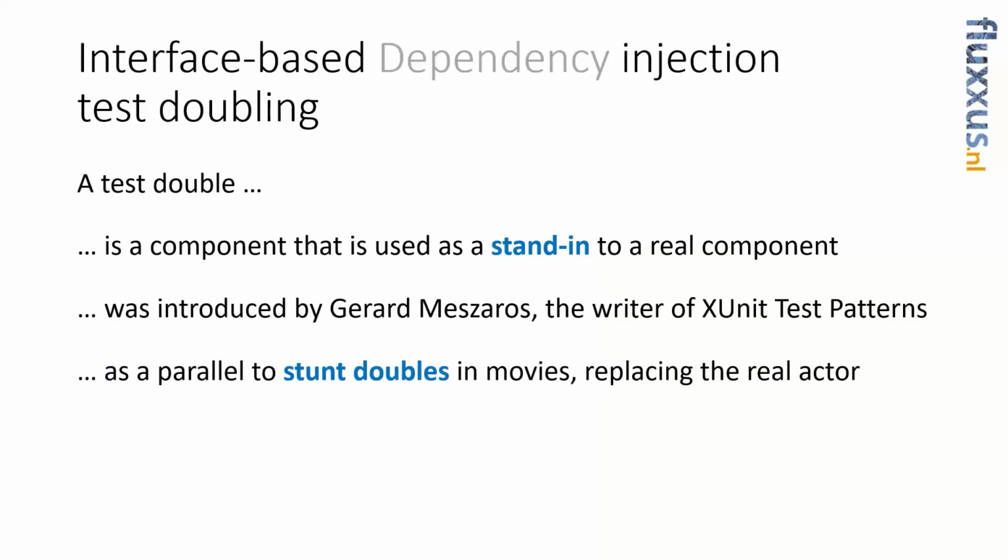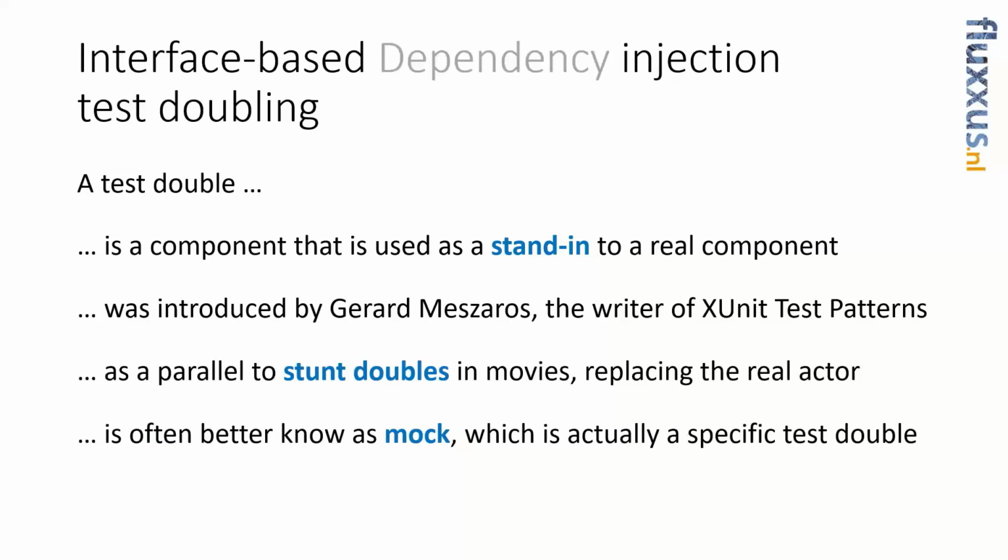The name, by the way, was made up by Gerard Meszaros, the one that set up the xUnit test patterns, for those who know about it. He called it a test double in parallel to what we see in movies for stunts, that we have stunt doubles. And yes, in general, we call it a mock, but a mock is a very specific implementation of a test double. It is a replacement, but it has logic in it.